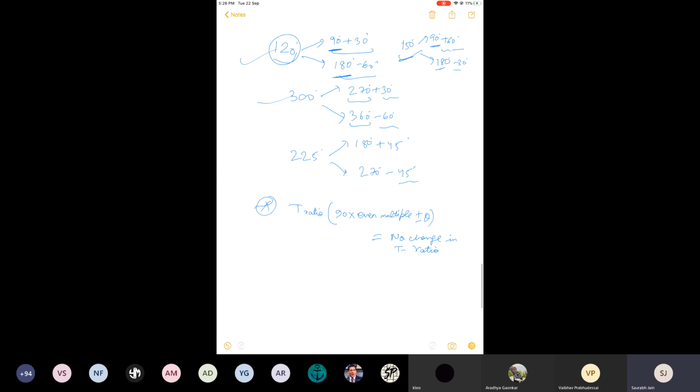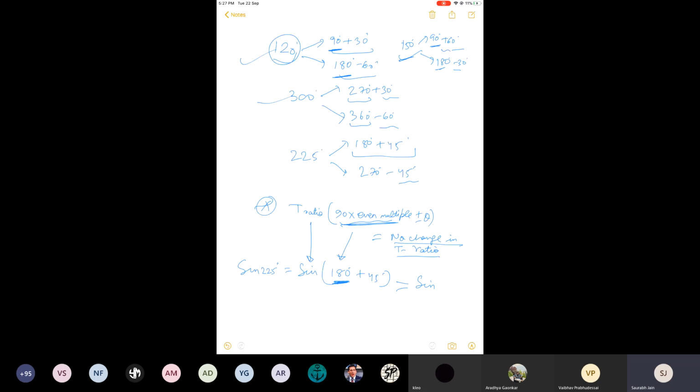What I want to tell you here, like suppose I have sine. Let me take this example. See this one. Sine 225 equals sine 180 plus 45. Now what is the meaning? T ratio means sine. 90 into even multiple. This is here. 90 into 2 plus 45 is there. This is not the complete rule. This is a half rule. There are two steps. So they are saying that whenever there will be even multiple here, there will be no change in T ratio. That means sine will come. Okay, sine will come. This is important.